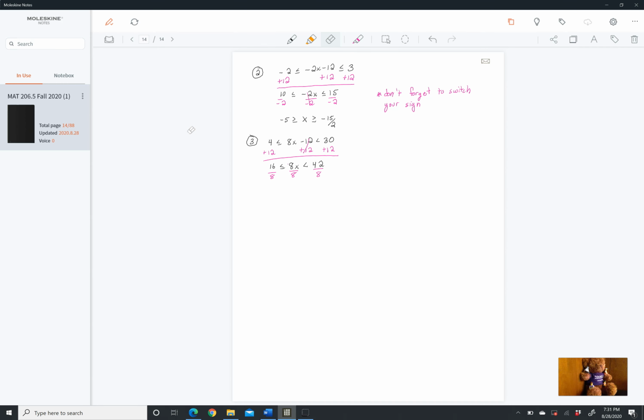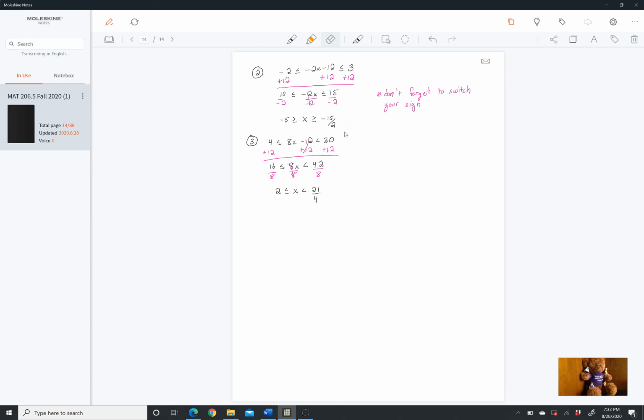Which gets rid of the 8 in the middle. We're dividing by a positive number, so nothing happens to the inequality signs. We get 2 is less than or equal to x, which is less than, and 42 is divisible by 2, and 8 is divisible by 2, so we get 21 over 4. And 21 over 4 is a little over 5, and 2 is less than 5. Okay, this is 5.25, so 2 is less than 5.25. Okay, so this is how we solve inequalities.